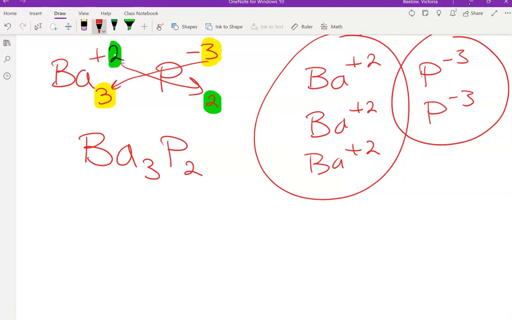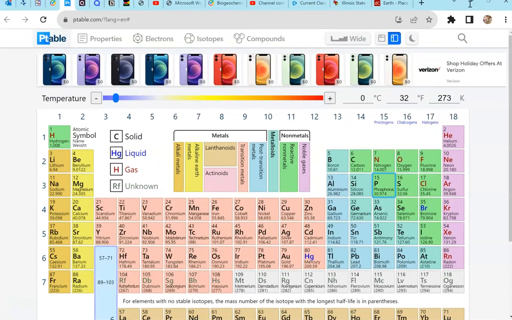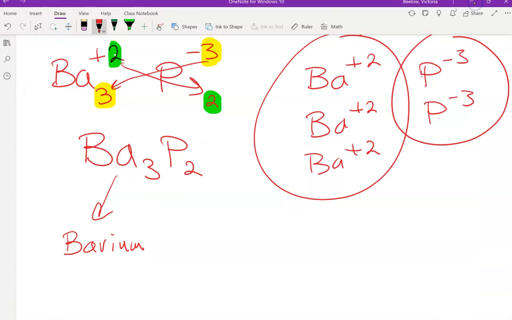So to write the name for this, you write Ba, this is your metal, which is barium. And then P, that is phosphorus. Instead of writing it as phosphorus, you change the name to end in "ide." So this would become phosphide.